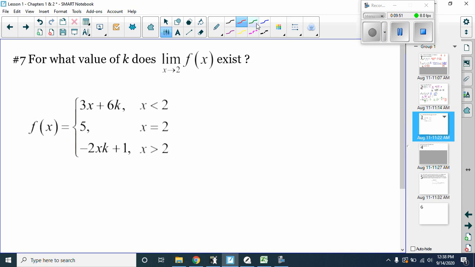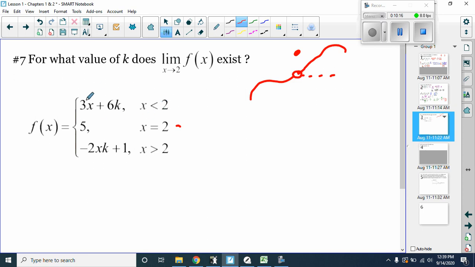So for the limit to exist, the piece coming in from the left and the piece coming in from the right need to be coming into the same y value there. It doesn't matter if this point here has a different y value or the same y value, either one, the limit would exist. So we don't care what's happening at x equals 2 here. All I care about is what's happening on the left side of 2.